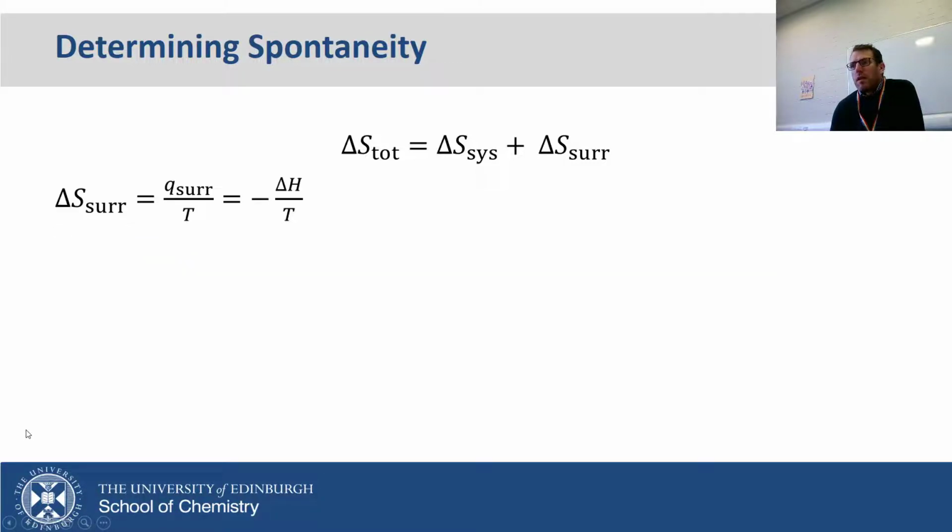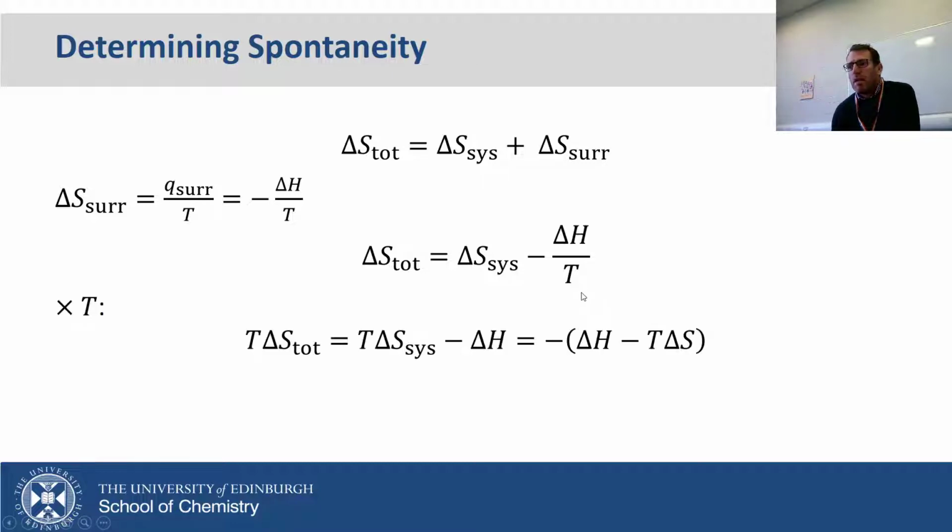Right, so that means we can just start subbing things in. We can say that the entropy change in our surroundings is minus delta H over T, delta H of the system. So the total entropy change is equal to the entropy change in the system minus delta H over temperature. If we multiply across by T, we get the total entropy change times the temperature is equal to the temperature times the entropy change in the system minus delta H. So that means this T delta S total is equal to minus delta H minus T delta S.